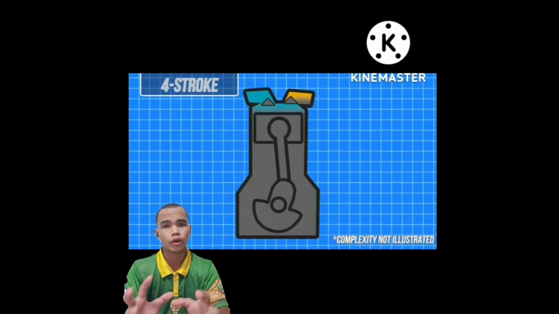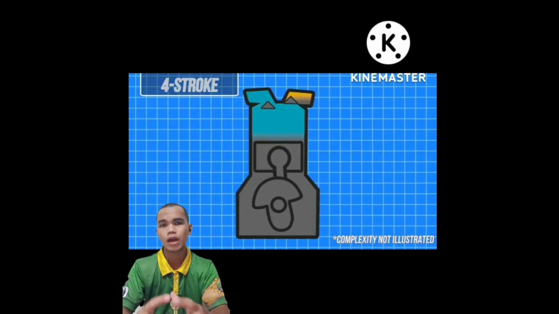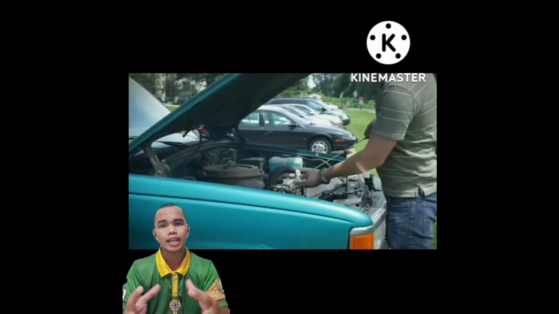This weight is due to more complexity within the motor's mechanism, which also leads to significantly more moving parts in a four-cycle engine. In terms of simplicity and ease of repair, a two-stroke engine easily wins out.